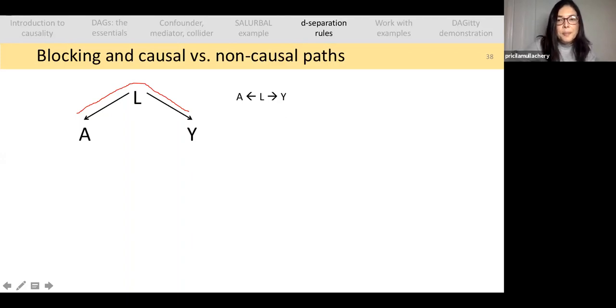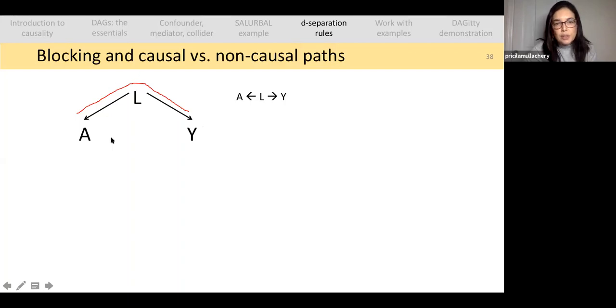Okay, we can move on to the d-separation rules. Before we go into that, let's first give an overview of paths, what causal paths versus non-causal paths are, and what blocking means. Let's go back to the example we looked at before, the classic confounder. This is another way that we can represent that.